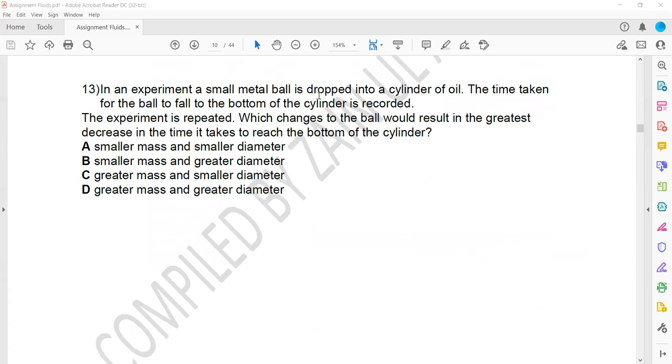In an experiment, a small metal ball is dropped. The time taken for the ball to fall is recorded. The experiment is repeated. Which change to the ball results in the greatest decrease in time? So if you want to decrease the time to reach the bottom, basically we want to increase the terminal velocity. We want it to flow easily.